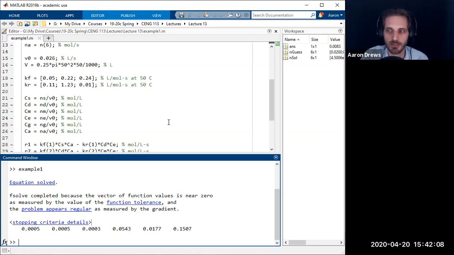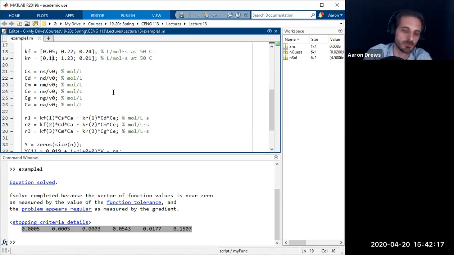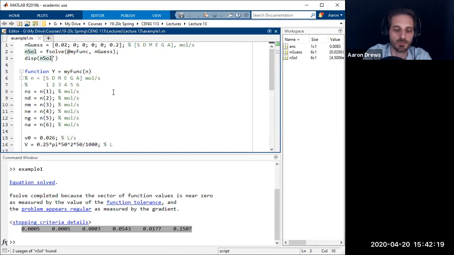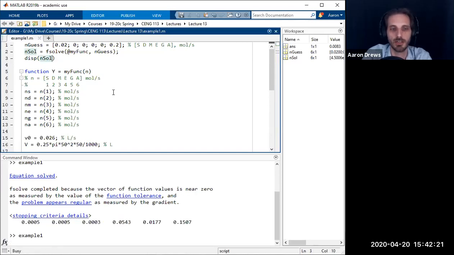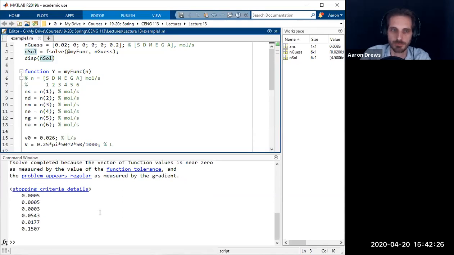There's a question in chat, how come there's an apostrophe after nsol in display? Just because I wanted them to come out horizontal. If you took the apostrophe off, then they just come out vertical, and it's just harder to read, right? It just pushes the stuff off of the screen, and I didn't want it to push off the screen, but you're perfectly fine without an apostrophe.